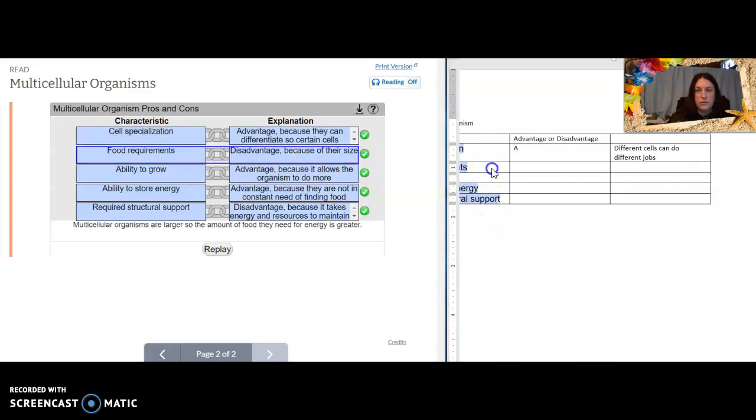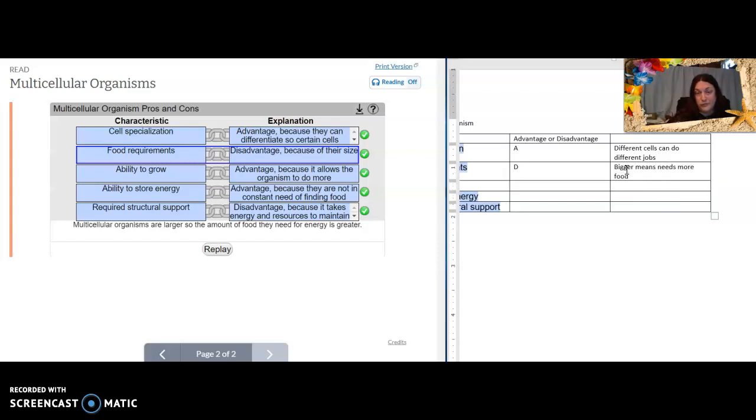We have food requirements, and that one was a disadvantage. Why? Disadvantage because of their size. So bigger means needs more food, right? Ability to grow, that was an advantage. Why? Because it allows the organism to do more. And that one I pretty much wrote the same thing.